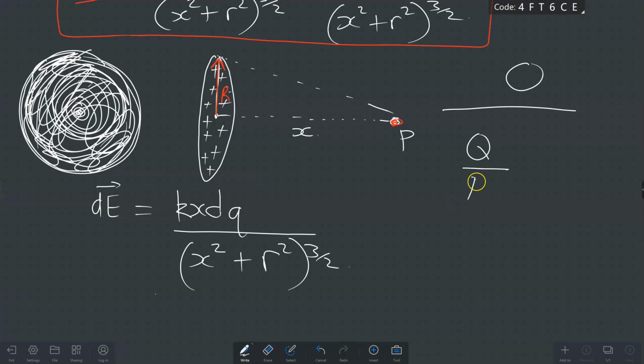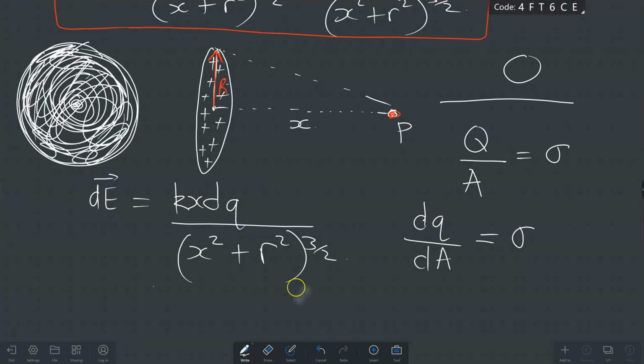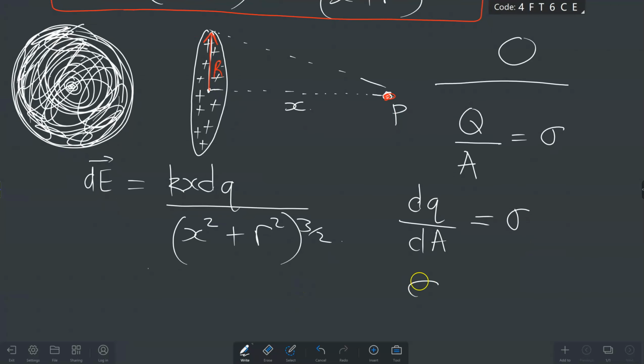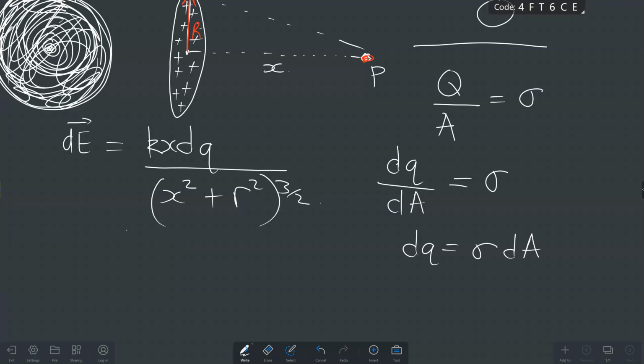So q over A, charge per unit area, we call this sigma, which is the area charge density. So if we have dq over dA, that gives us our sigma. So that means sigma is equal to dq over dA, so dq is equal to sigma dA, right? dq equals sigma dA. That's what it means, right?